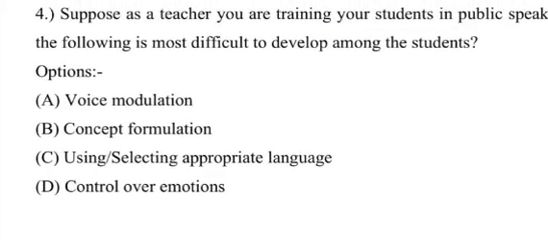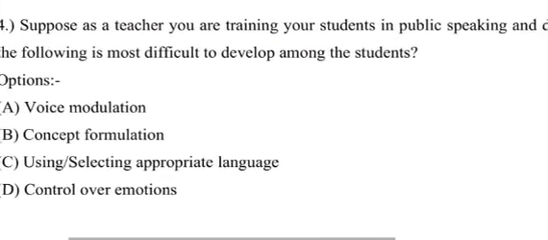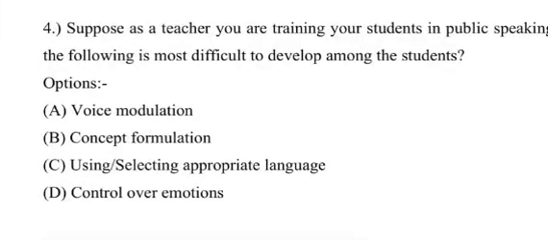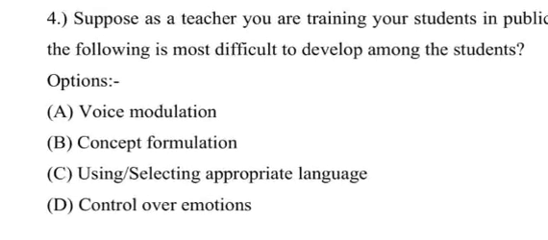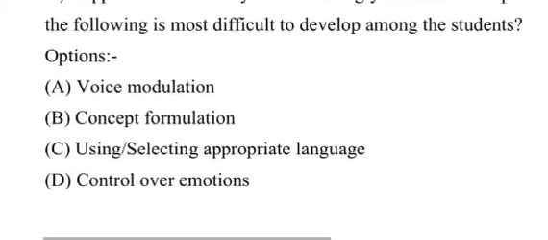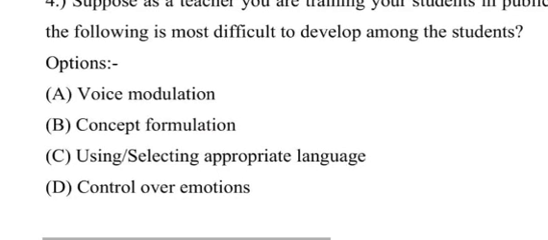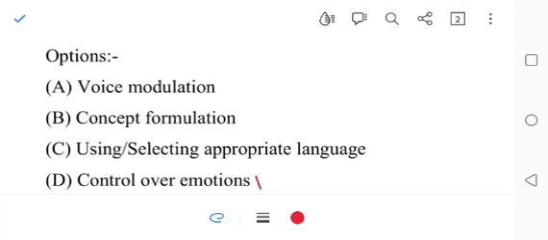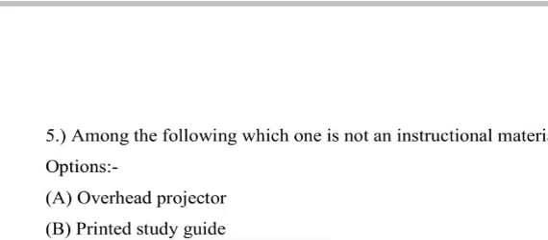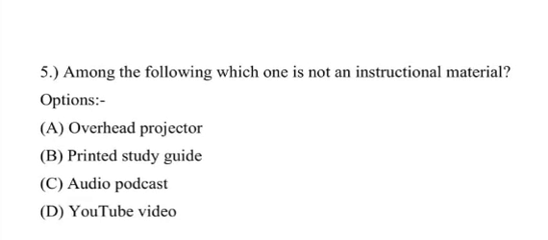Next, suppose as a teacher you are training your students in public speaking and debate. Which among the following is most difficult to develop among the students? Voice modulation, concept formulation, selecting appropriate language, control over emotions. Number 4, it will be control over emotion. It is a hard task to develop among students. They can become angry, they can become sad, they can become heartbroken, like that.